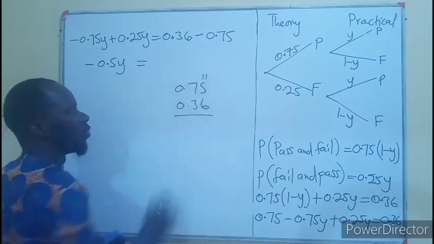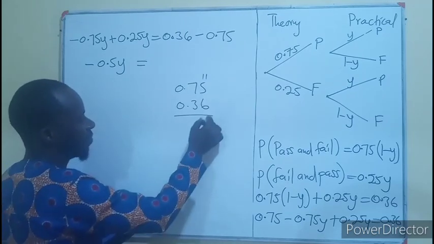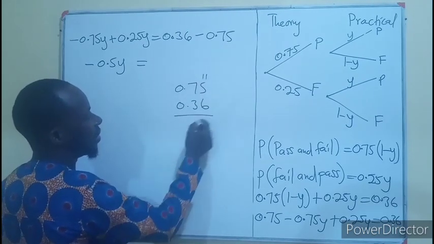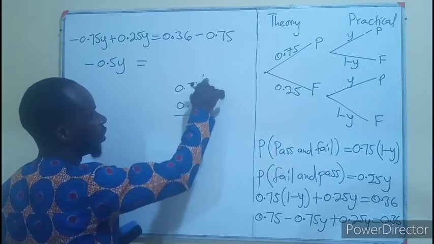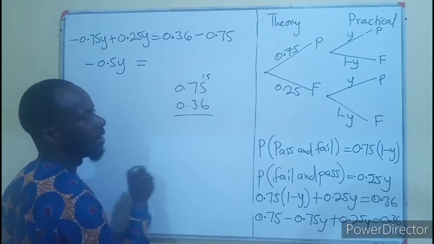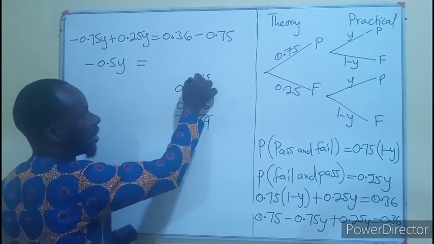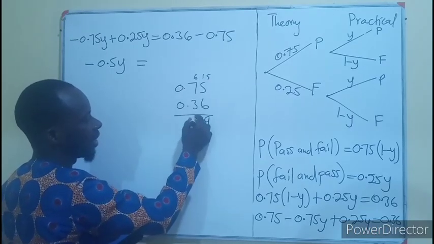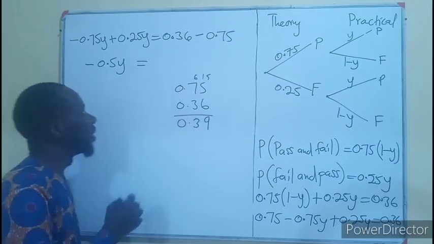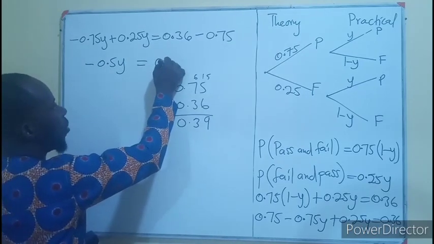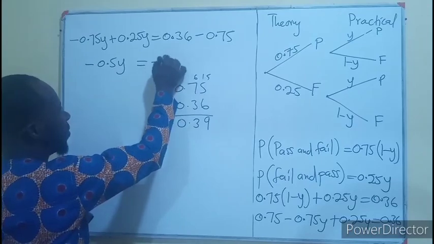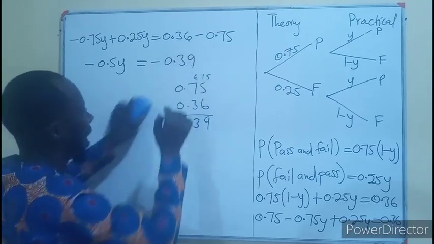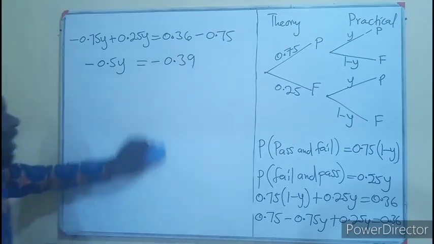This will be 11. So I think that will be 5, right? No? It will be 15. If you borrow 1 from here, 15, so you have 9. This becomes 6 minus 3. That will be 3. So 0. This is smaller than this, so negative 0.39 will be the value.